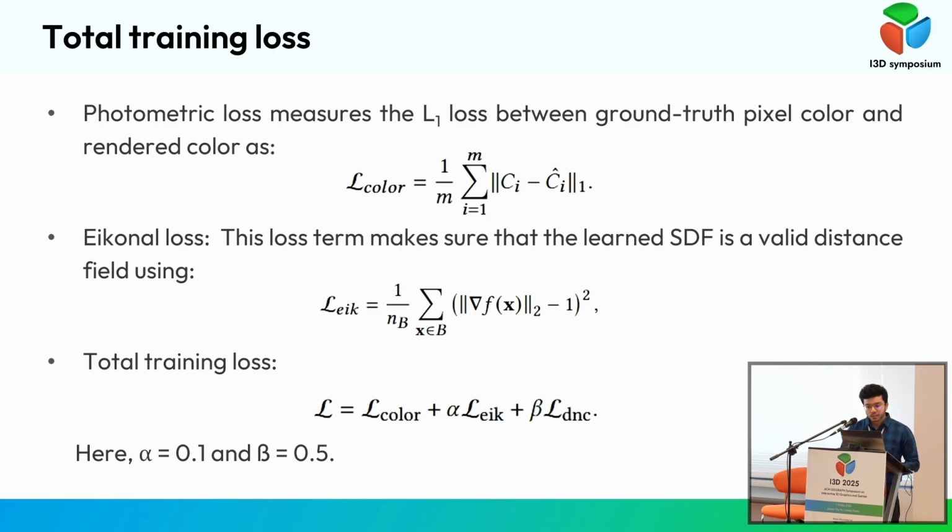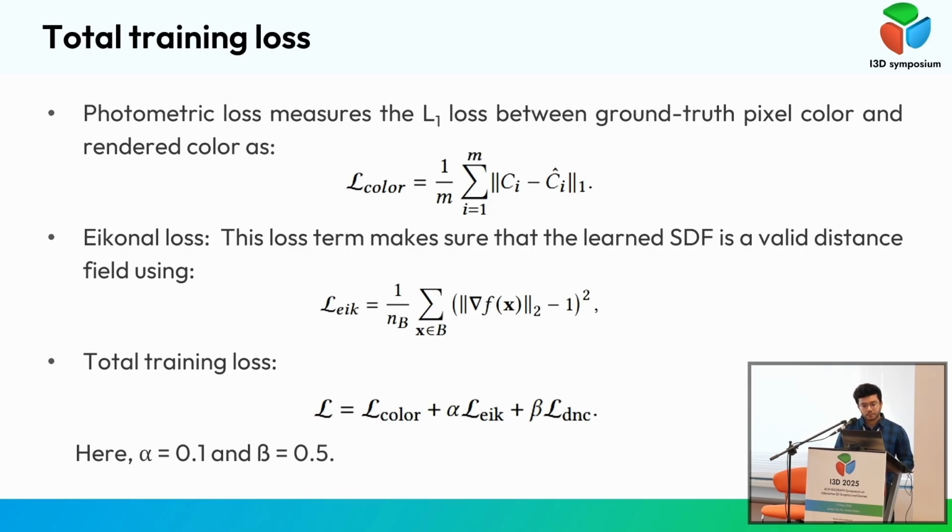The total training loss is the weighted sum of color, eikonal, and depth normal consistency loss. The photometric loss measures the L1 loss between the ground truth pixel and the rendered color, and it is computed using the given formula. Here M is the number of pixels sampled from the image, and we take the L1 loss between the ground truth color value and the predicted rendered color value.